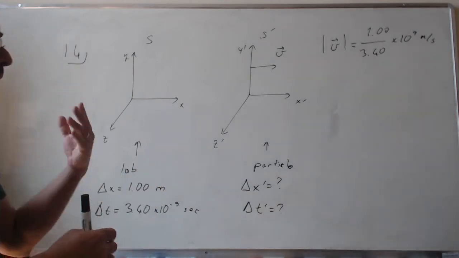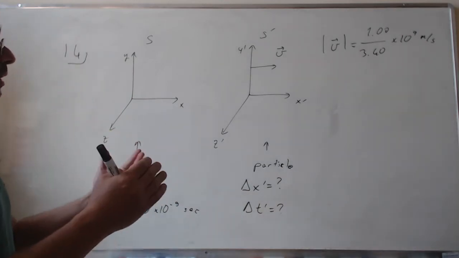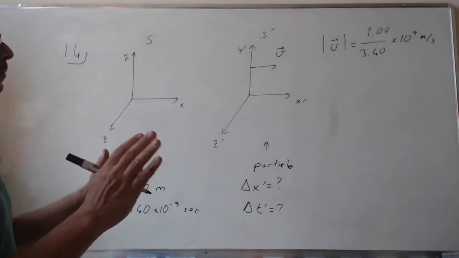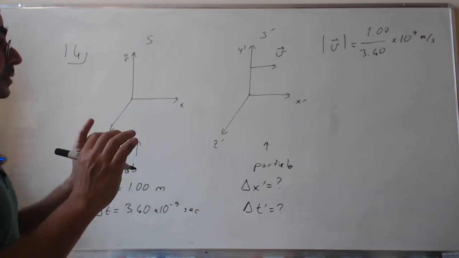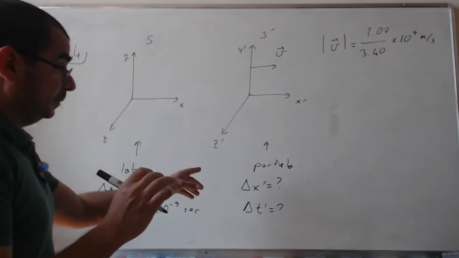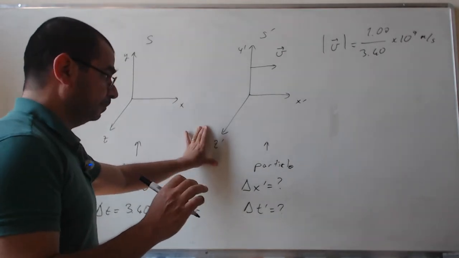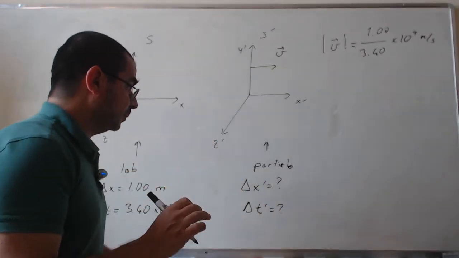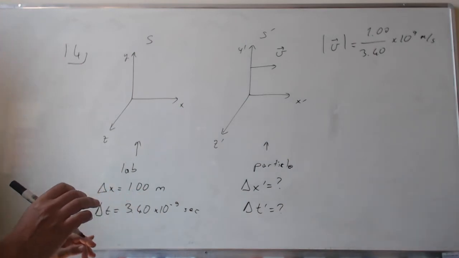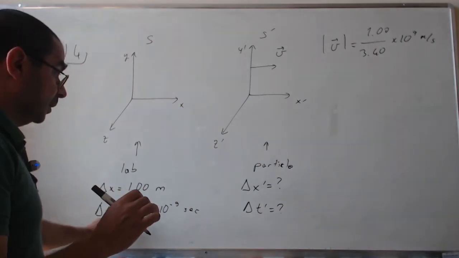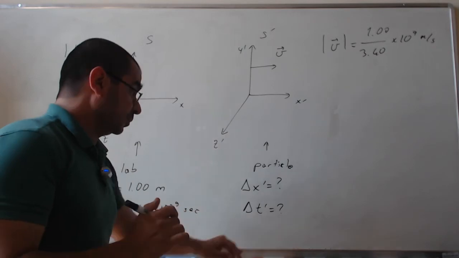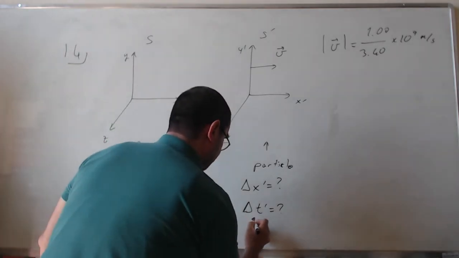And because the creation and the annihilation take place at the same location, the particle's location, the two events take place at the same coordinates, which means that the observer in the S prime reference frame is actually measuring the proper time. Which means that to calculate this delta t prime, we can use time dilation. So this is going to be the dilated time with respect to delta t prime. Delta t prime is going to be the proper time. Right, so this is proper time.